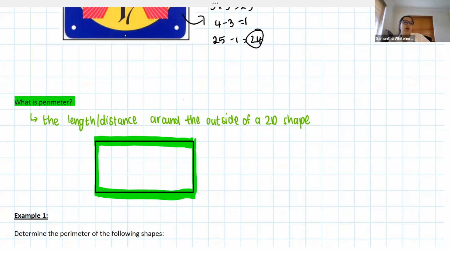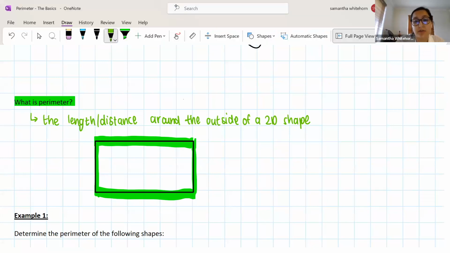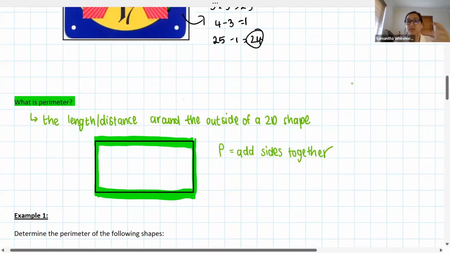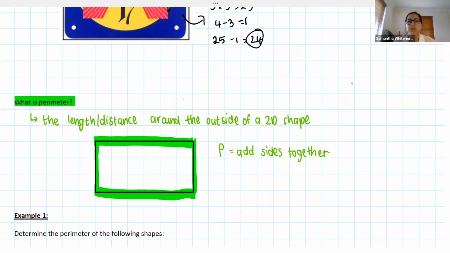All right, now guys, there are formulas for perimeter. I'll write them down as we go along if there are formulas for the shape that we work with. But honestly, at a very basic level, to find the perimeter, and for perimeter we use P, we add the sides together. That's it. If you can look at a shape, figure out what sides make up the outside of your shape, and you just add them together, you're fine.